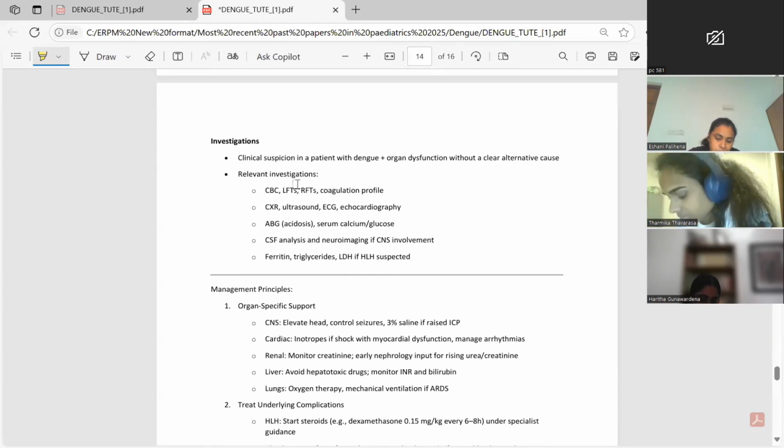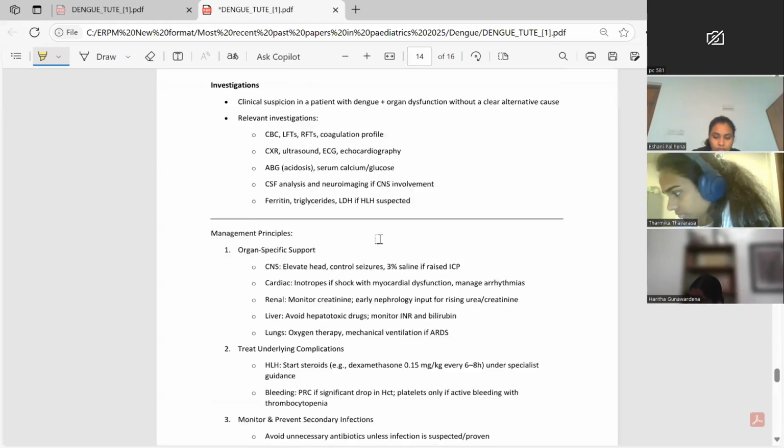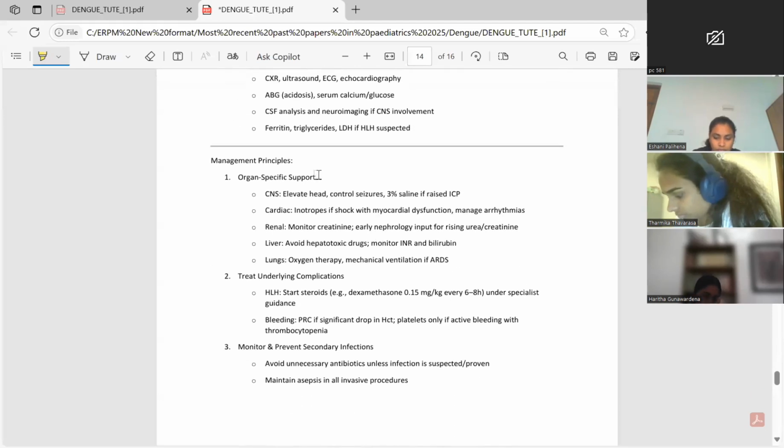And then we need to know what investigations we do. We tend to do full blood count, liver and renal functions, coagulation profile. Chest X-ray, if you are suspecting involvement of the lungs. Blood gas, of course, we do. CSF, if you are suspecting CNS involvement or dengue encephalitis. Organ support.